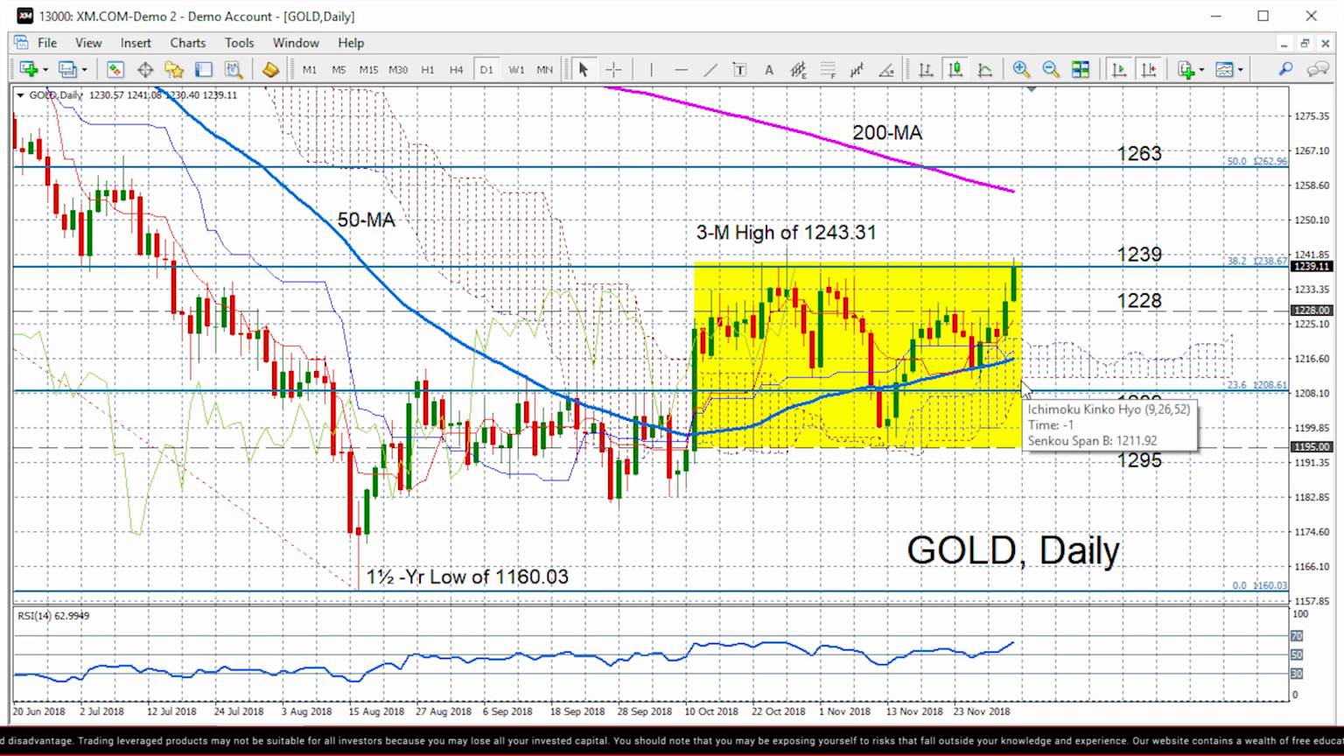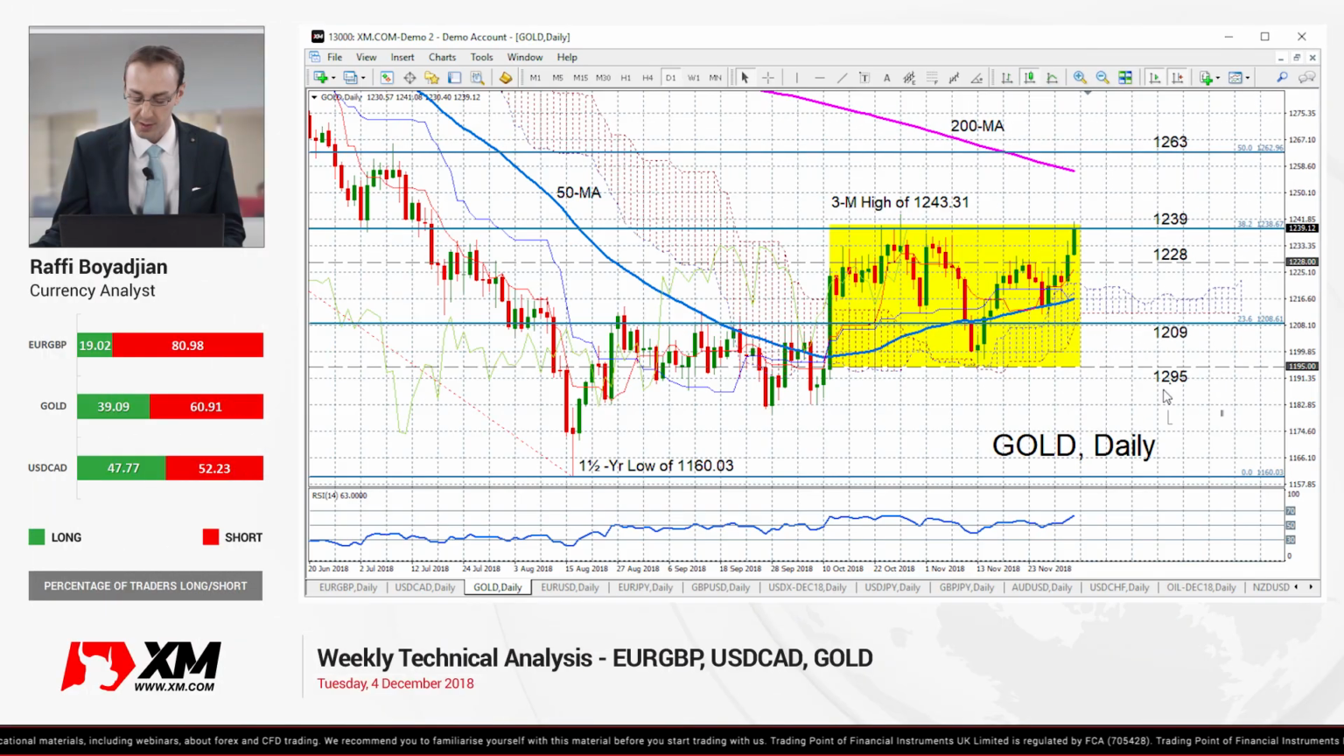And then we've got a key support area at the bottom of the cloud and the 23.6% Fibonacci around 1,210. Drop below 1,210, we could then see gold heading towards the bottom of the current range at 1,295, and then slipping further below that would shift gold back into a more bearish outlook.